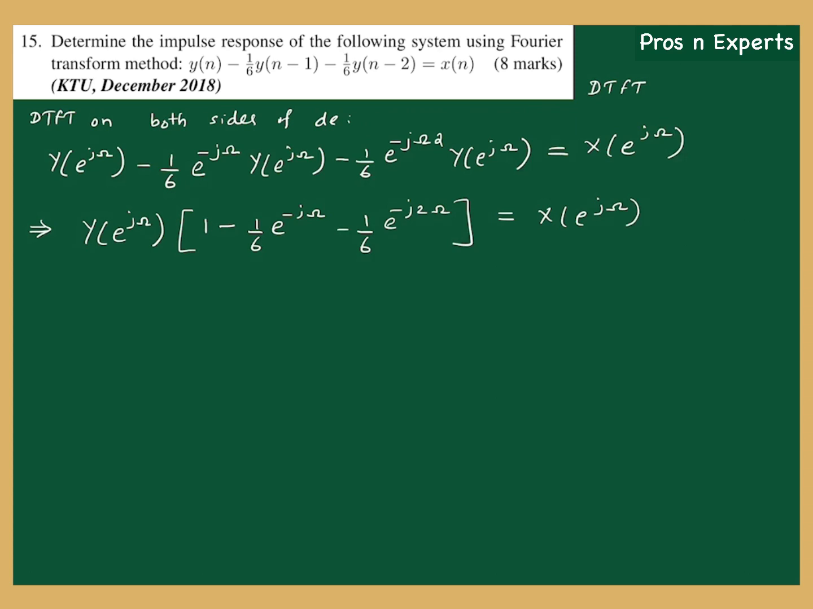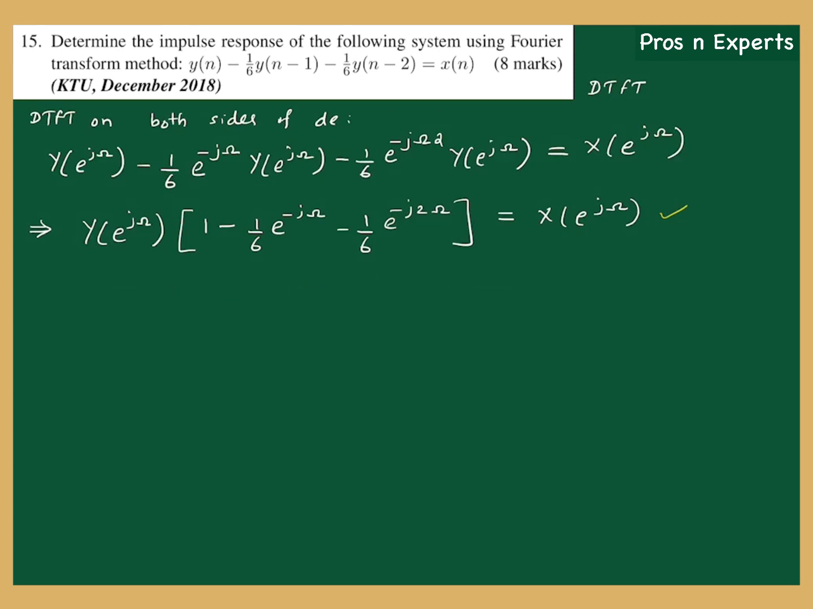What is the impulse response? Impulse response is nothing but, you can see, the frequency response H of e raised to j omega. If H of e raised to j omega is the frequency response, then the inverse transform, inverse DTFT, will give you h of n, which is nothing but the impulse response. And the question is, how will you get H of e raised to j omega? It is nothing but Y of e raised to j omega divided by X of e raised to j omega. Okay, so that's what we are going to get from this equation.